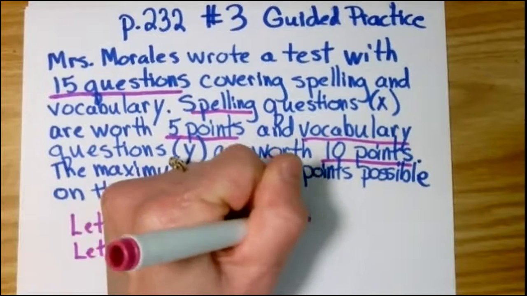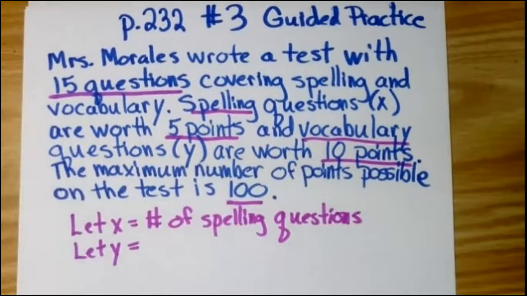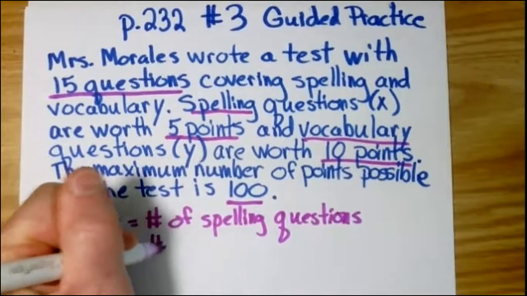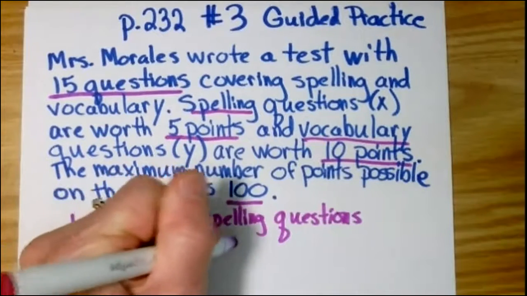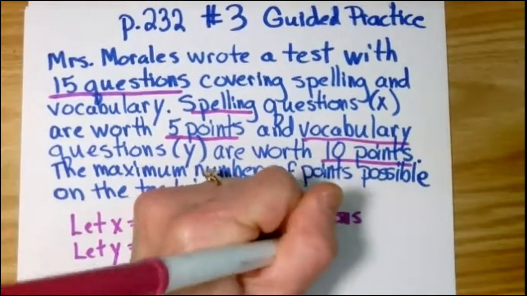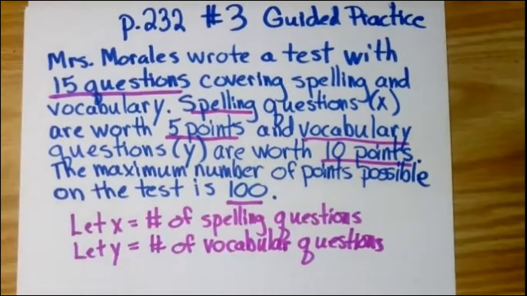Remember how I told you the first equation is always something to do with number of items? So this is going to be equation 1 when we get going. Y represents number of vocabulary questions. Okay, important to know what we're talking about.